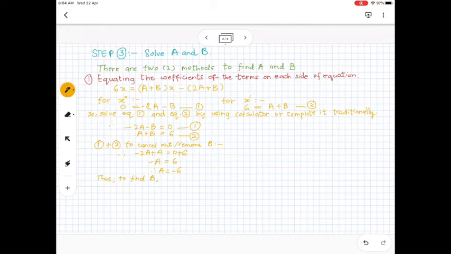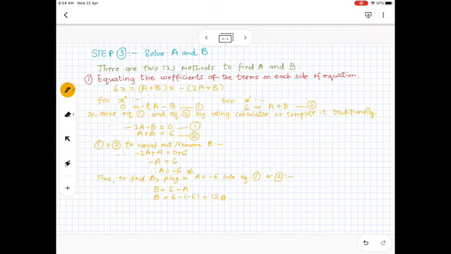To find b, you just need to plug a equals minus 6 into either equation 1 or equation 2. It's up to you. In this example I pick equation 2 because it's easy, right? So since I pick equation 2, b will be 6 minus a. Thus b will be 6 minus negative 6, so 6 plus 6 is 12.